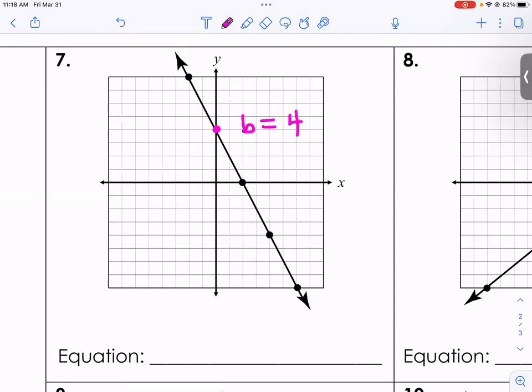Is this how it's going to be set up for the test? This will be part of it. I mean, we're going to have to go both ways. Here's the line, graph it. Here's the graph, write it. Okay?